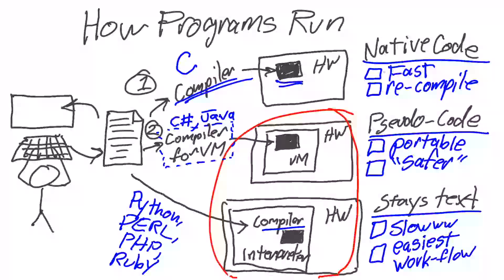So native code, the old school way, faster, but you have to recompile. The pseudocode, it's highly portable between hardware. It's a lot safer for your code. And using an interpreter, it's slow, but forever getting faster as they optimize the interpreters. But it is the easiest workflow, and that's why I draw this diagram, because I am going to give you what I feel is the best of both worlds.